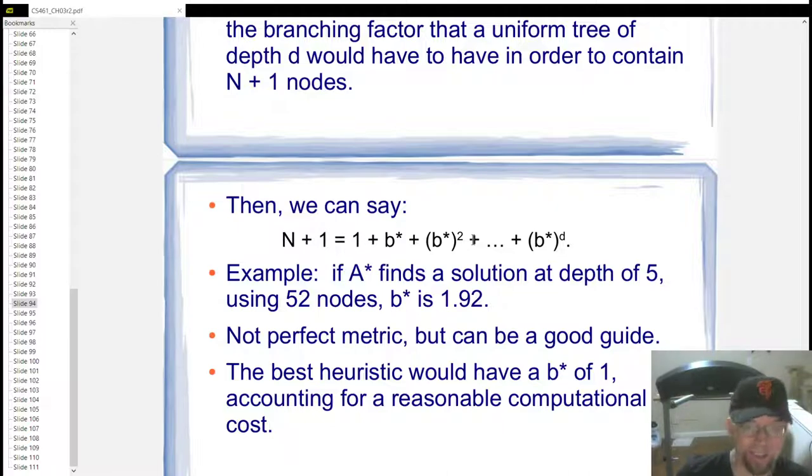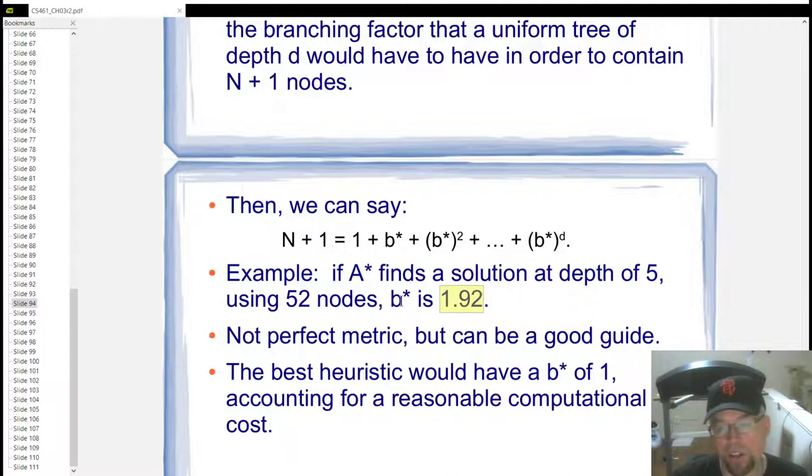and here's some mathy stuff. I don't want to get too much into mathy stuff, but, you know, you got your start node, and then you got to go all the way down, right? So 1 plus b star, and every single time you move down, you're moving down another level. So this is 1 level, 2 levels, all the way down to the depth. So, for example, if A star finds a solution at depth 5 using 52 nodes, B star is going to be 1.92. So that's your effective branching factor.